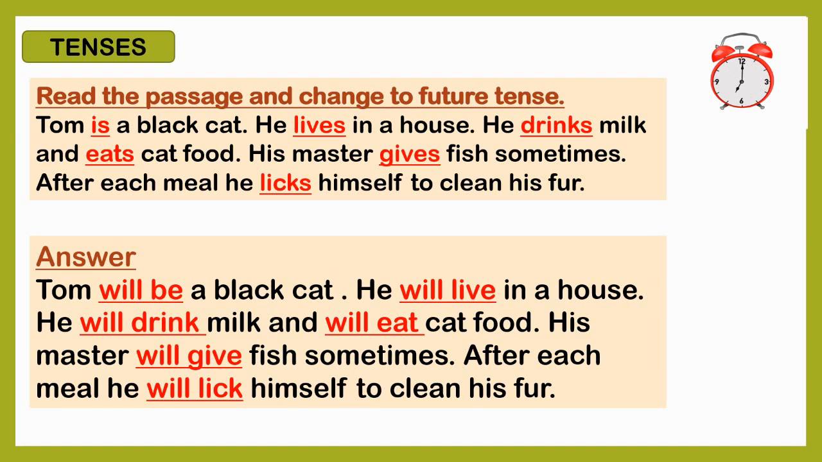And the answer is: Tom will be a black cat. He will live in a house. He will drink milk and will eat cat food. His master will give fish sometimes. After each meal, he will lick himself to clean his fur.